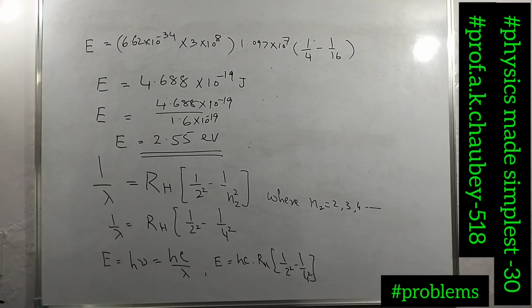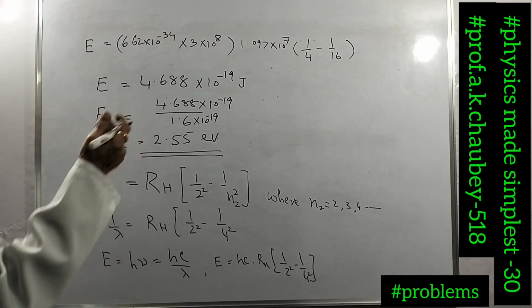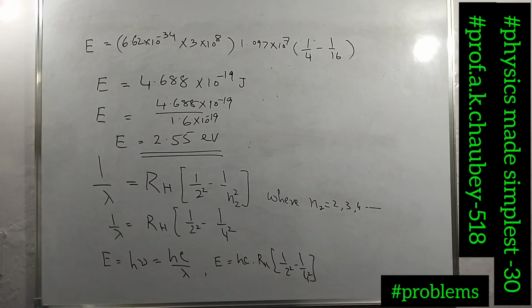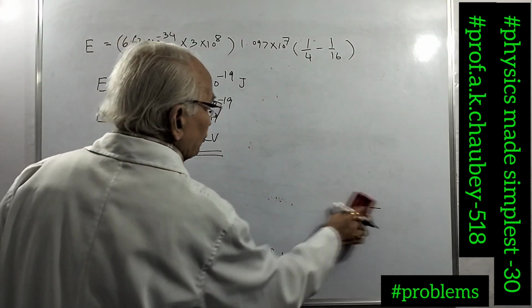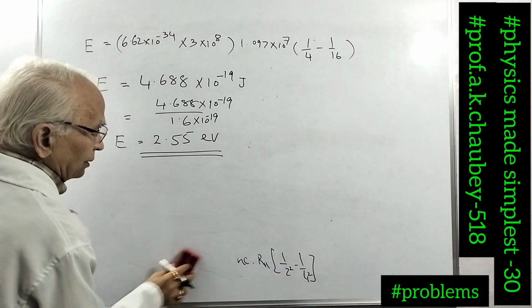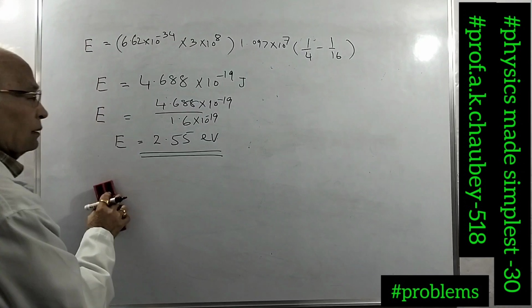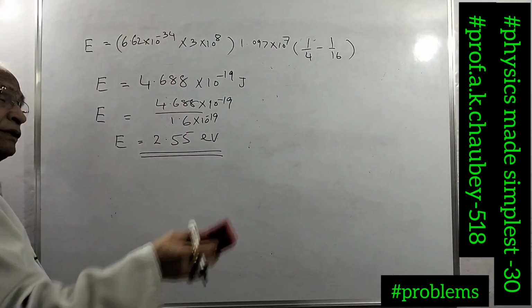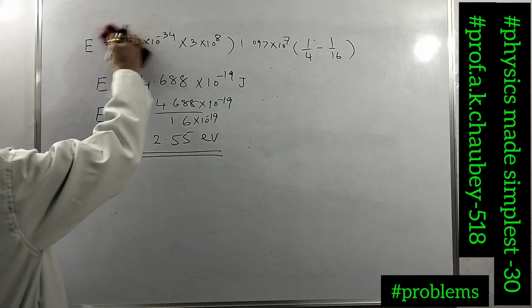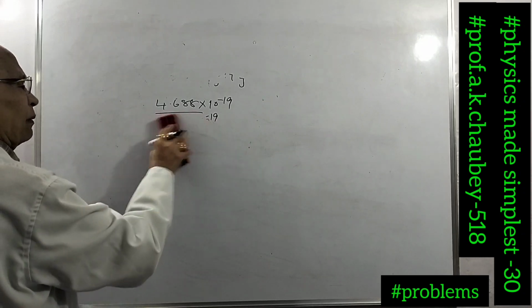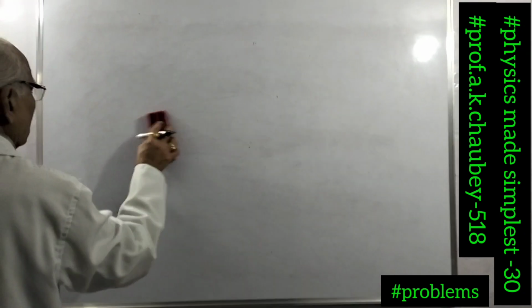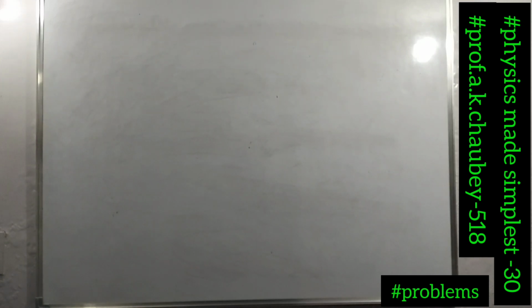So this much energy is needed for emission of the H beta line. This is the excitation energy required for the emission of the H beta line, from the fourth orbit to the second orbit, when there is a transition from the fourth orbit to the second orbit. Like this we can solve many problems. I am just giving examples of some problems, because we should do some problems also.